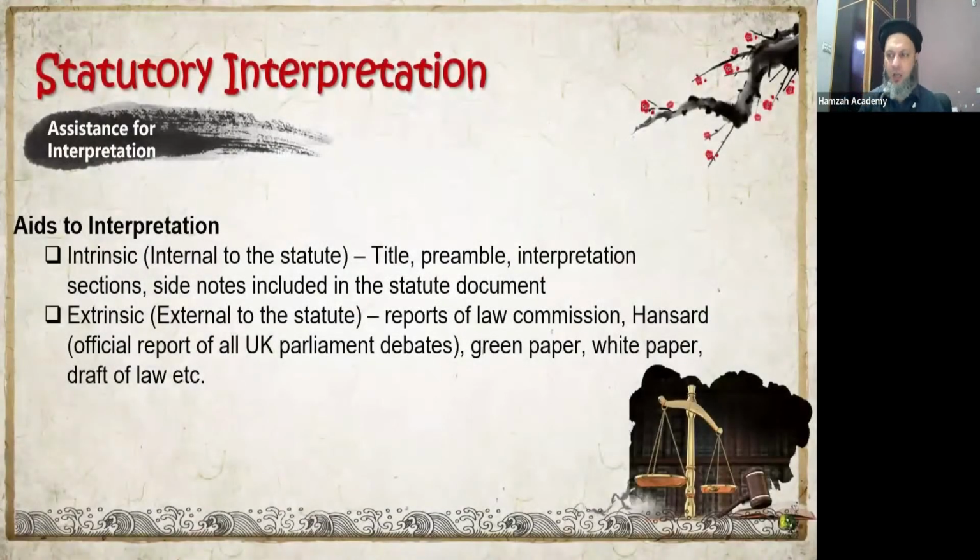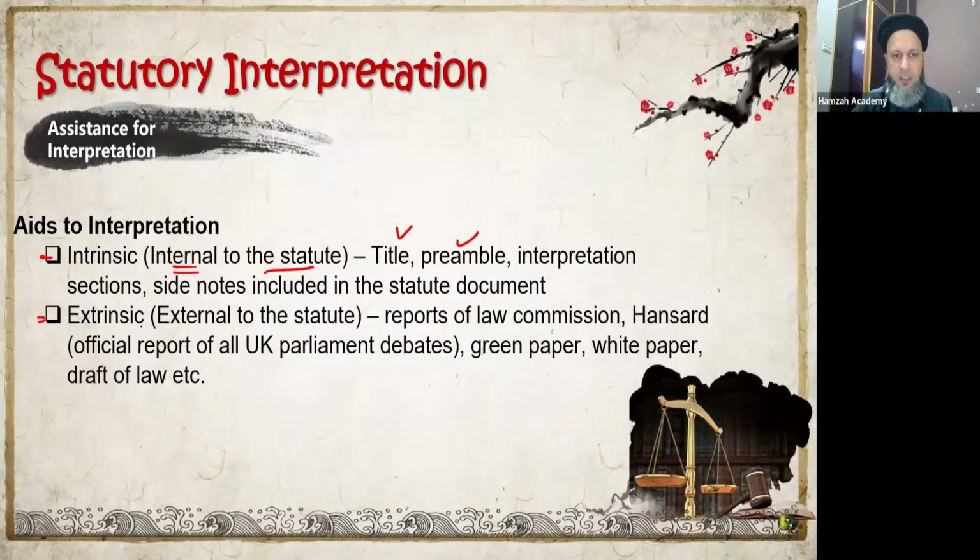Then the judge, from where can it get assistance to interpret these legislations, these statutes? Number one, intrinsic. Number two, extrinsic. Intrinsic means internal to the statute: its title, its preamble, interpretation sections are already there in the act, side notes included in the statute documents.